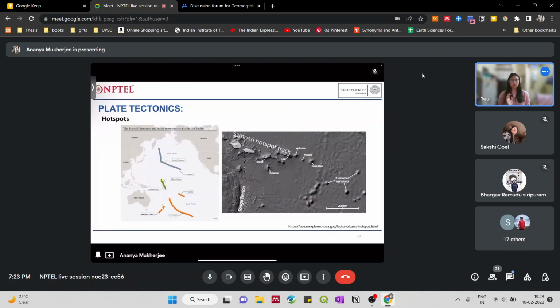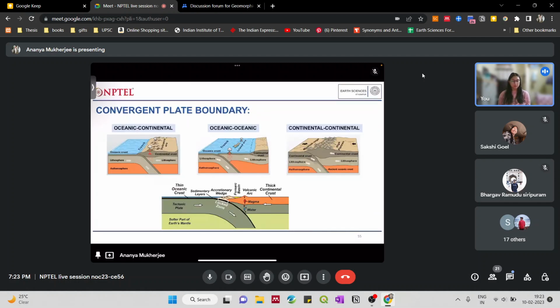So first we talk about the convergent plate boundary, that is the destructive plate boundary, that is where collisions happen. Now convergent plate boundaries can happen in three different settings. One is between oceanic and continental crust, the other between oceanic and oceanic crust, and the third one between continental and continental crust. Subduction zones occur at convergent plate boundaries, and it can happen between combinations of the crust.